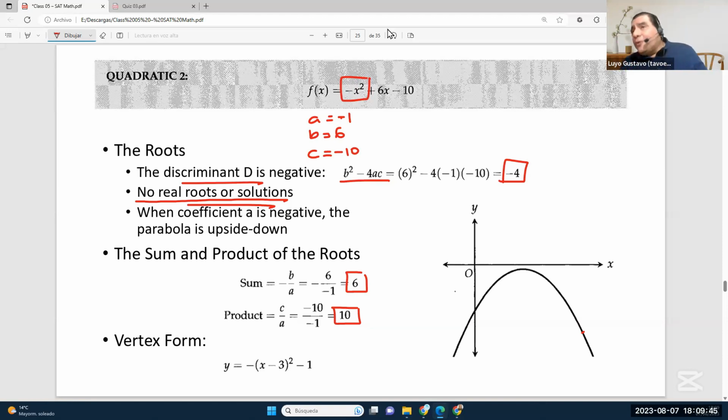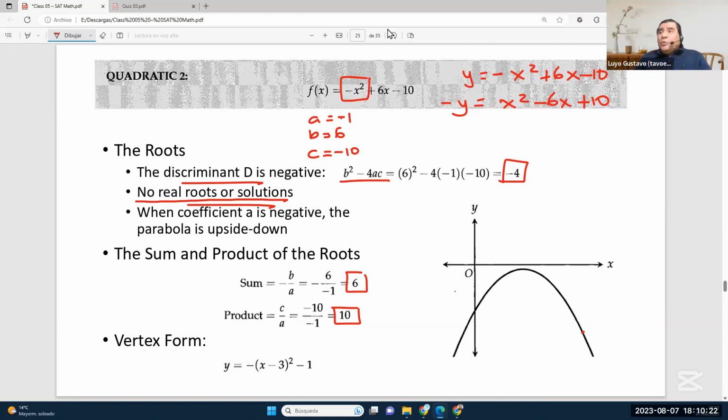What about the vertex form? Okay, for the vertex form, let's do this. You know that here you have y equals negative x squared plus 6x minus 10. Let's just multiply everything by negative 1 for a moment, in order to deal with this more easily. How to form the vertex form if we don't even know the vertex? If we don't know the vertex because we don't know the roots, we cannot calculate the vertex from the roots. So how do we do that?